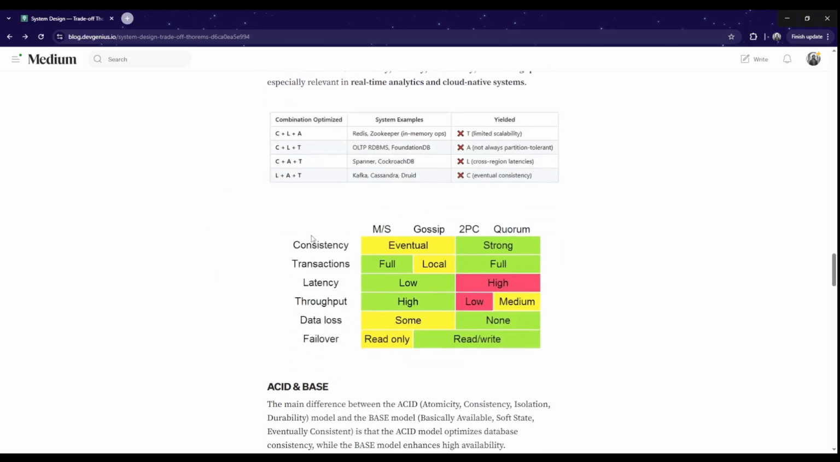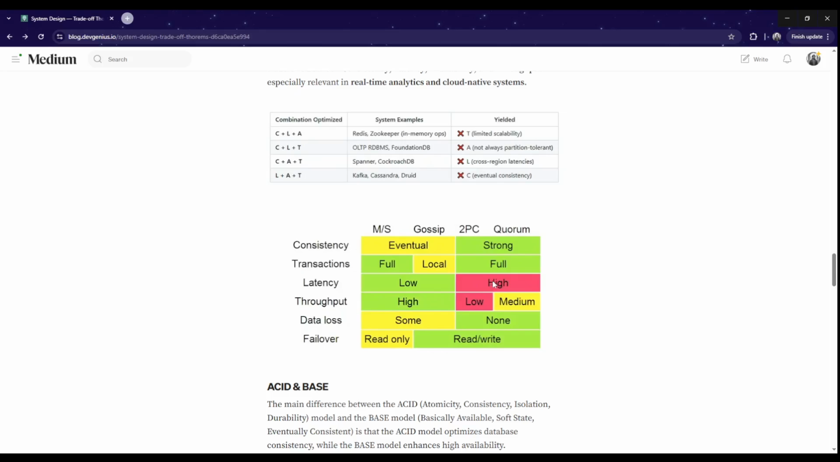This picture says which consensus algorithm we are talking about will have what. So for example, if we are using gossip protocol, the consistency will be moderate. In case of two-phase commit and quorum, the consistency will be high. Transactions are fully supported in 2PC and quorum, and only partially in the other systems.